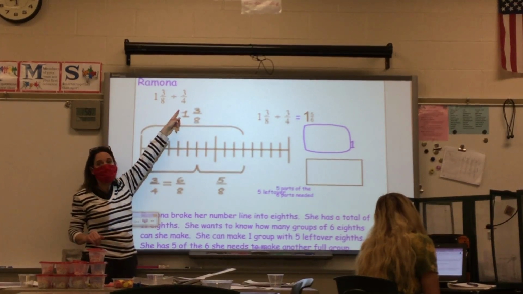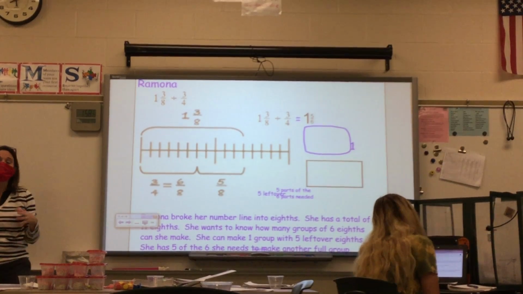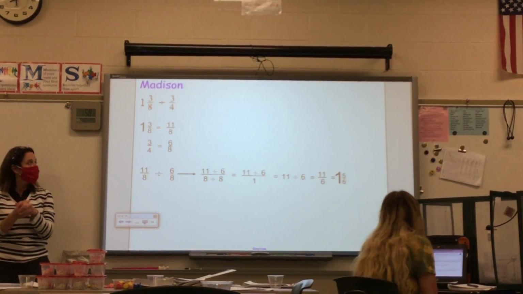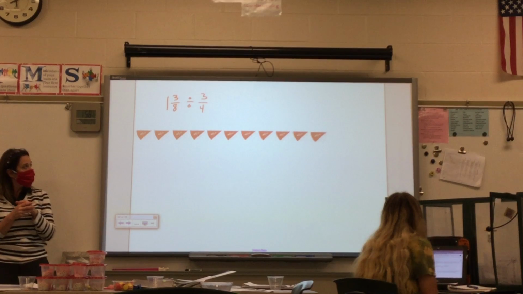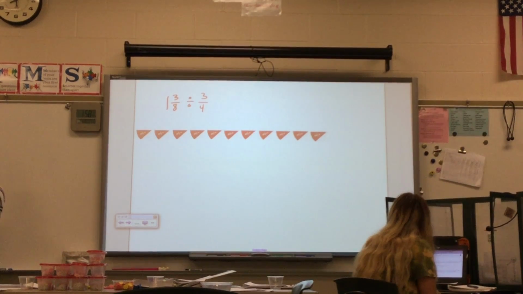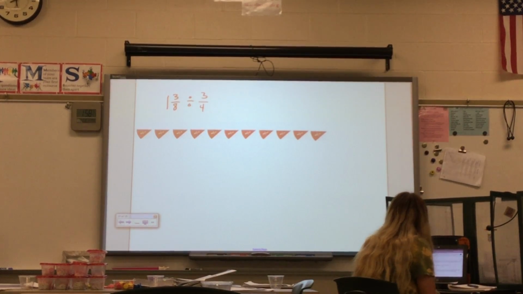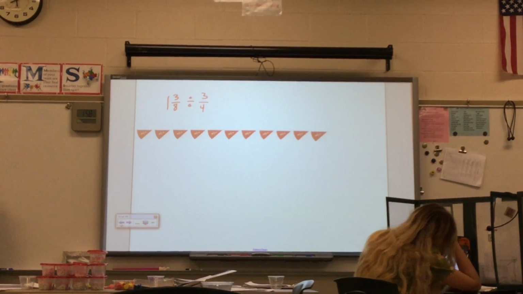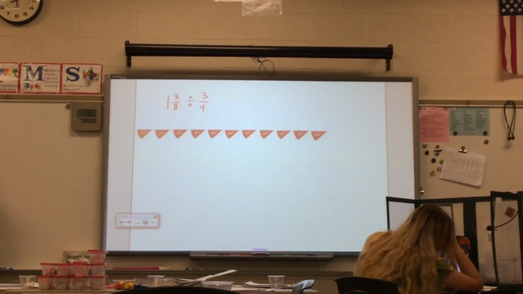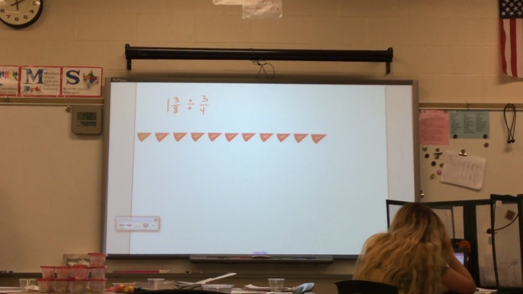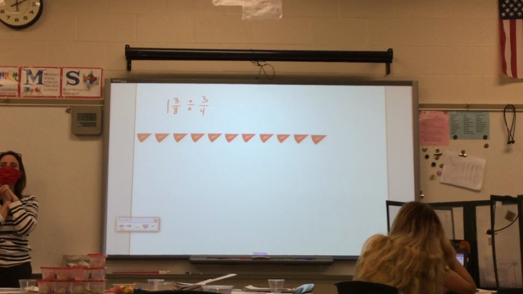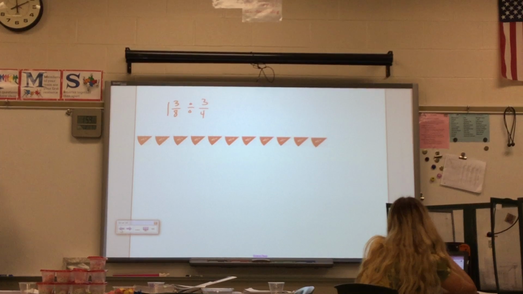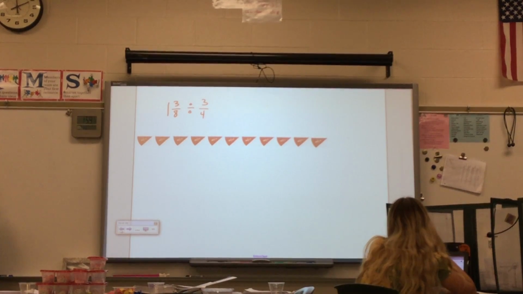She needs to divide into 6 8s. She needs to know how many groups of 6 8s she can make. So let's look at this one first. 6 8s is equivalent to a whole group. Think of it as I'm baking a cake. I have 11/8 cup of sugar, but I need 6 8s to make a cake. How many 6 8s can I make, or how many cakes can I make? Talk in your teams.